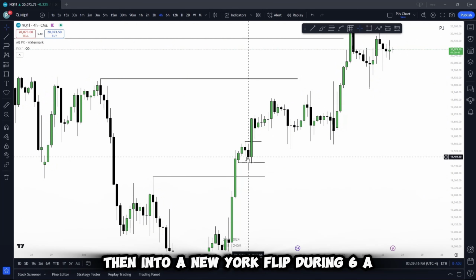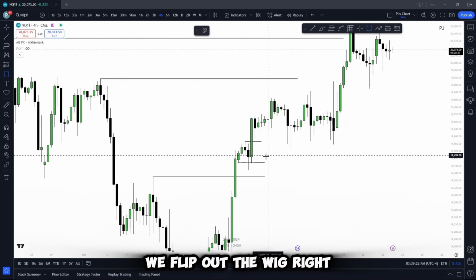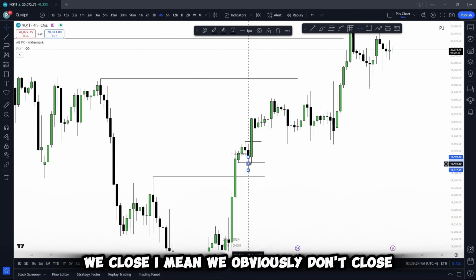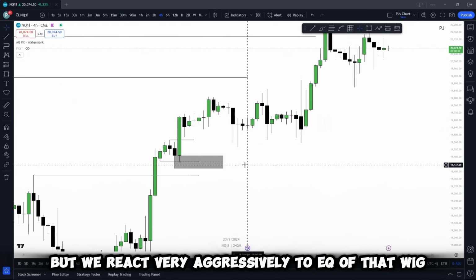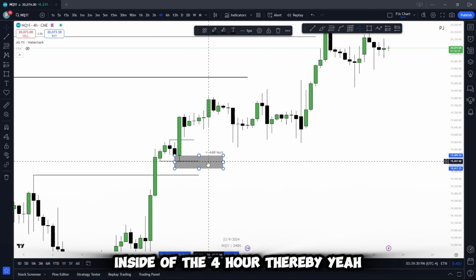manipulation, then into a New York flip during 6 a.m. 6 acting like a rejection block. If we fib out the wick, right, we close, we obviously don't close, but we react very aggressively to EQ of that wick inside of the 4-hour fair value gap.